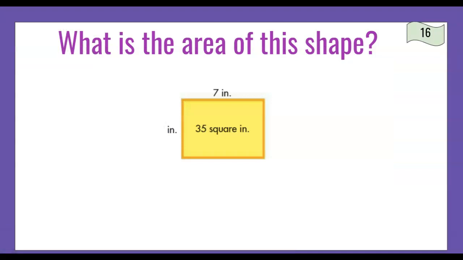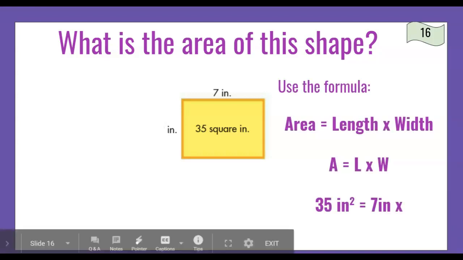All right, so here's your challenge. What is the area of this shape? Again, you know the length is 7 inches, and you know the area is 35 square inches, but you don't know the width. You don't know the length of this side. So again, we're going to use the formula area equals length times width. We know the area is 35 square inches, and we know one side is 7 inches, but what is the value of the other side?